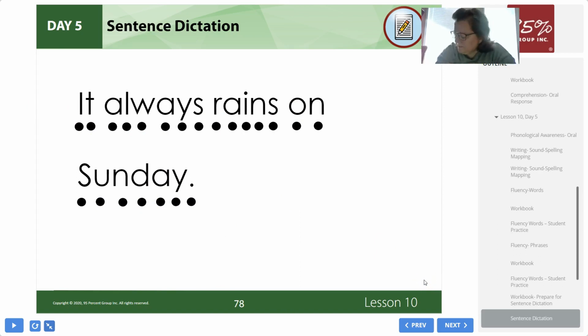Our next sentence is, are you ready? Okay, our next sentence is, he broke the vault to get the coins. Repeat it with me. He broke the vault to get the coins. Now write it. Pause if you're not done.